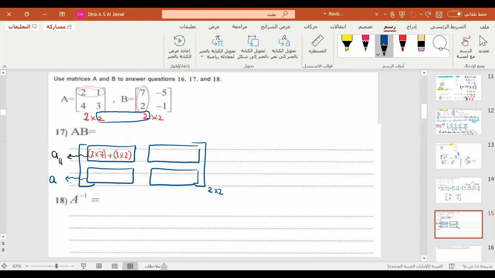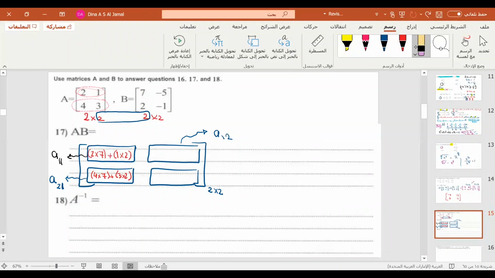Then check this location. It will be A21. And now which row is it? The second row. Which column is it? The first column. That means you will be going to the second row with the first column. 4 multiplied by 7 added to 3 multiplied by 2. Then check this location. It will be having the first row, the second column.